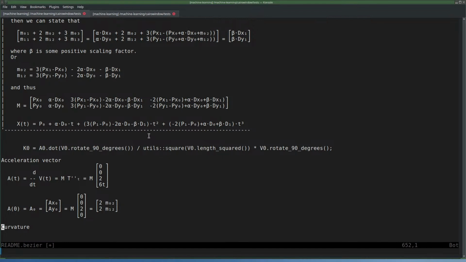The curvature, therefore, is signed, and I get the signed one by using the dot product. So if I do not multiply this with V0 rotate 90 degrees, then I have to not divide this by the length, by one of the length. So this now becomes the length to the power of 3/2, I guess.